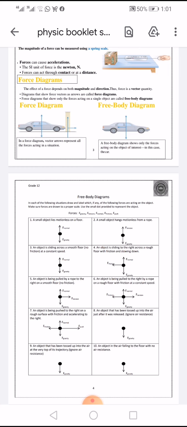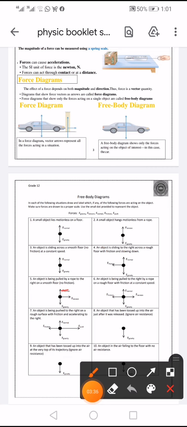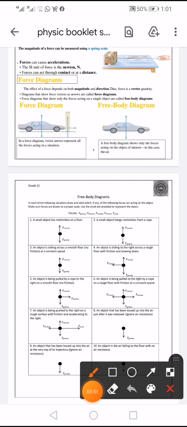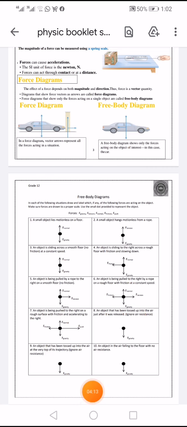An object is being pulled by a rope to the right on a smooth floor, no friction. So it's affected by normal force, force of gravity, and force of tension, as this object is pulled by a rope, like this. An object is being pulled to the right by a rope on a rough floor, so it is affected by force of tension, and a force of friction at constant speed, also force of gravity and normal force, which means force of the object.